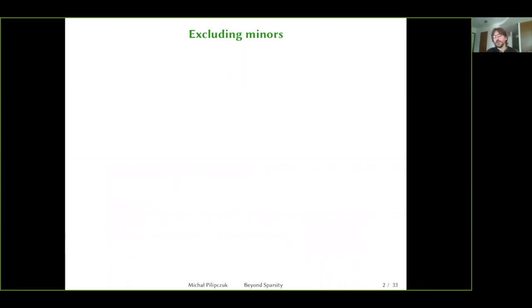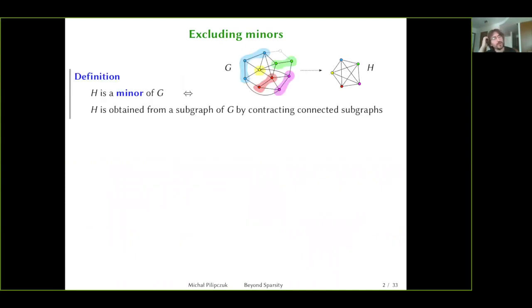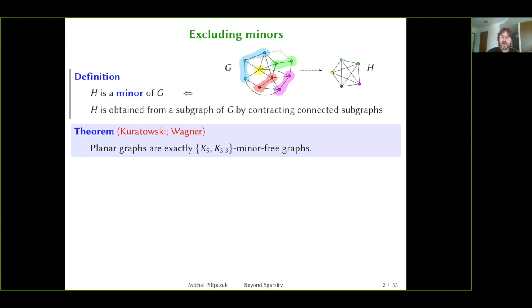Good. Then the classic notion of sparsity that is considered in graph theory is the notion of excluding minors. Just to be on the same page, let me recall that a graph H, here on the right-hand side, is a minor of a graph G, here on the left-hand side, if I can get H from G by contracting mutually disjoint connected subgraphs, as on the picture. This notion really extends the idea of planarity.